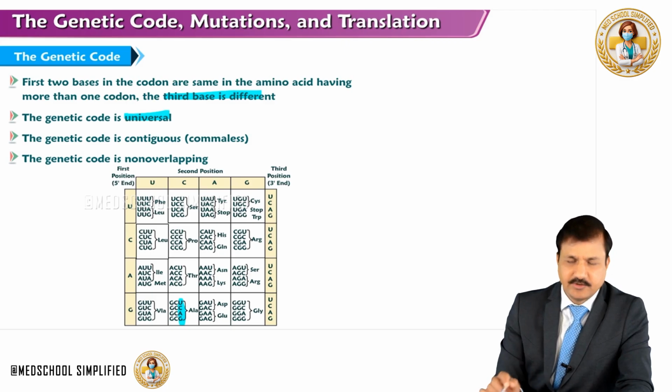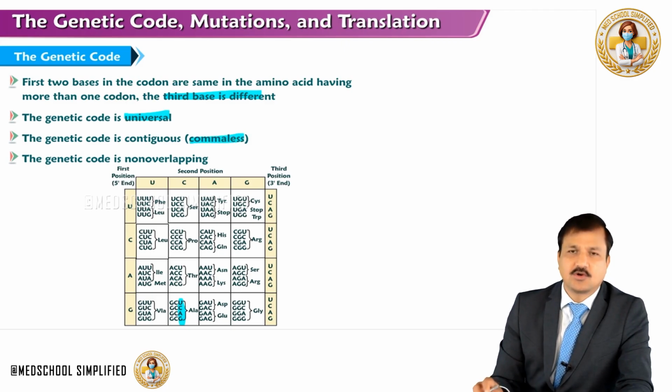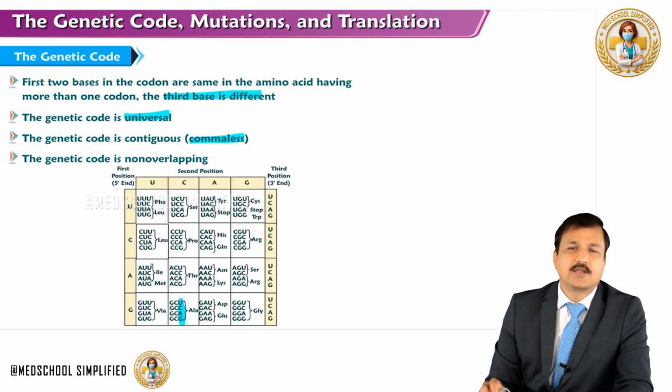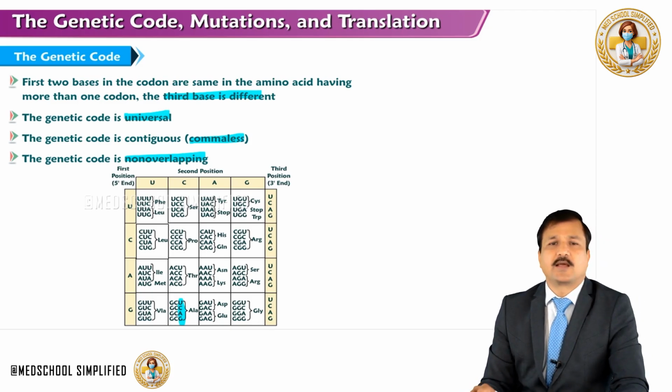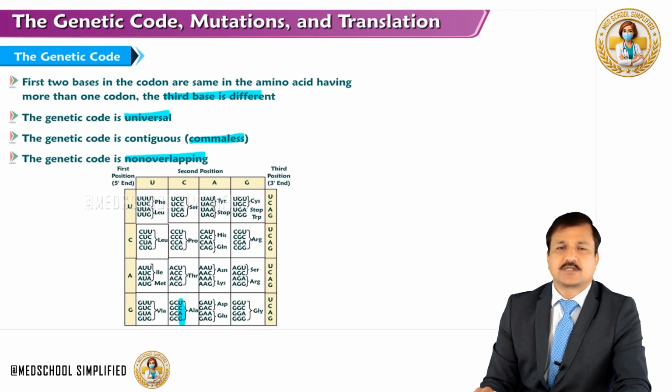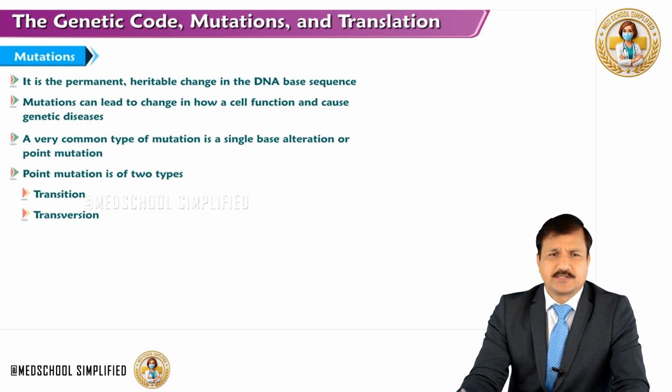The genetic code is universal. The genetic code is contiguous, that means there is no comma in the mRNA. The genetic code is non-overlapping. So these are the characteristics of codons. Now let me explain mutations.